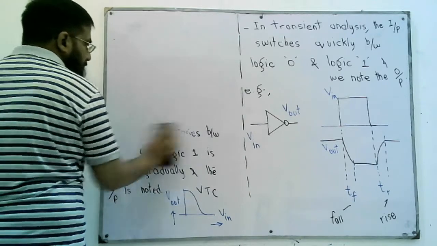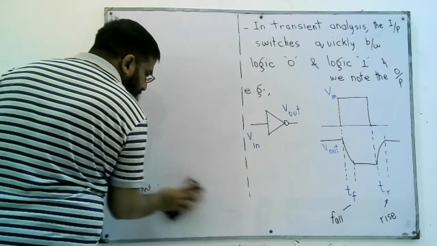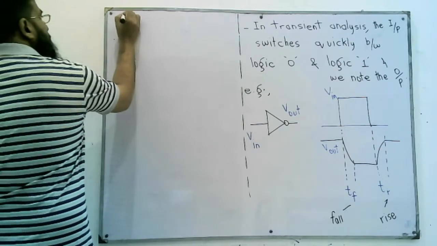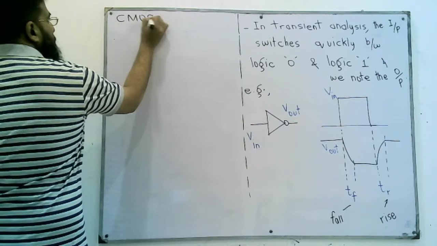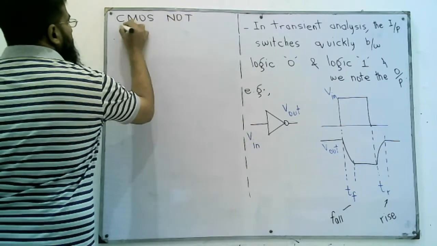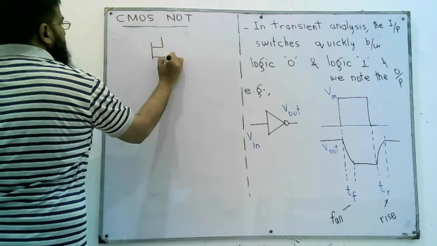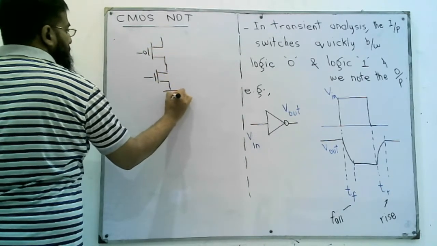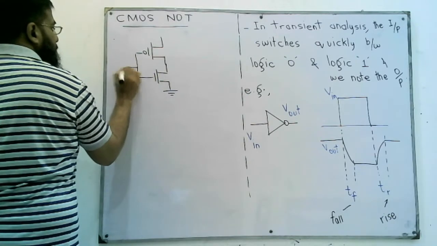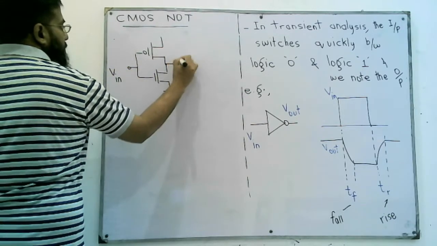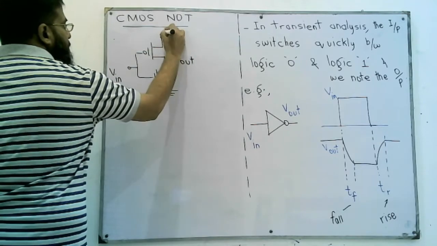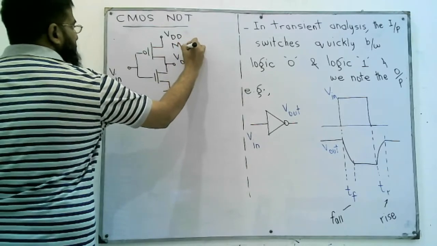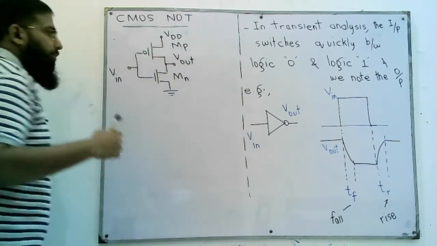For example, this NOT. In our previous lectures we have been studying the basic schematic of a CMOS NOT, and we'll continue that, and in this lecture we'll draw the simplest possible RC switching model for this circuit. This is the basic CMOS NOT, and we know this is a PMOS transistor and this is an NMOS transistor.